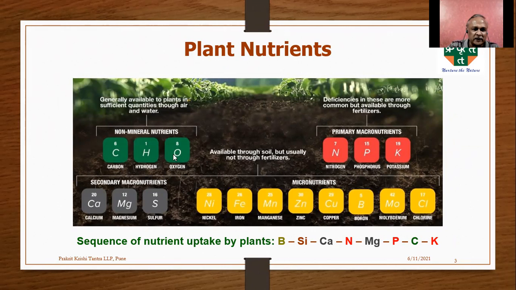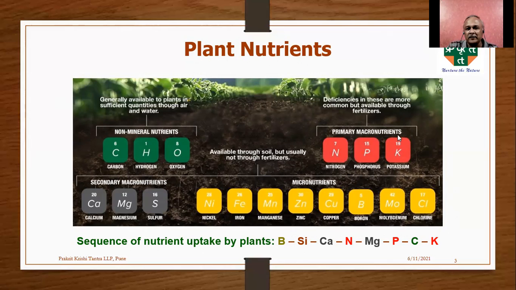Carbon and oxygen the plant gets from carbon dioxide. In breathing, plants take in carbon dioxide and exhale oxygen. So carbon dioxide is formed of carbon and oxygen, and the plant gets these two from the carbon dioxide. Hydrogen and oxygen make the water, so hydrogen is supplied to the plant in the form of water. So these 3 elements are received by the plants in the form of carbon dioxide and water in nature.